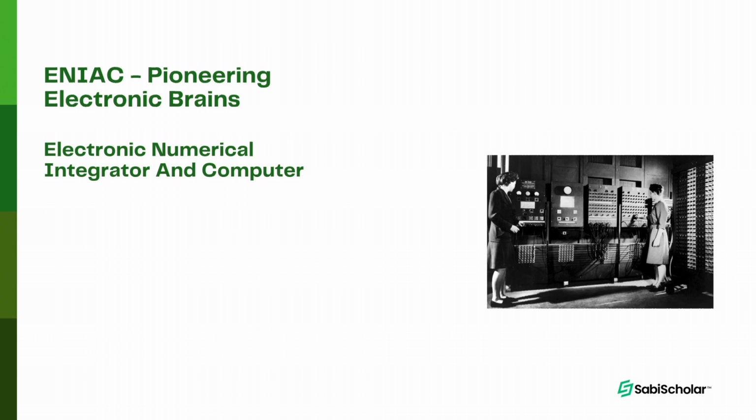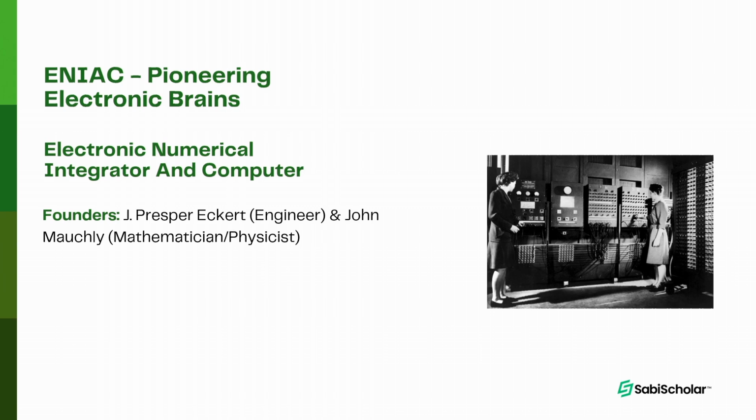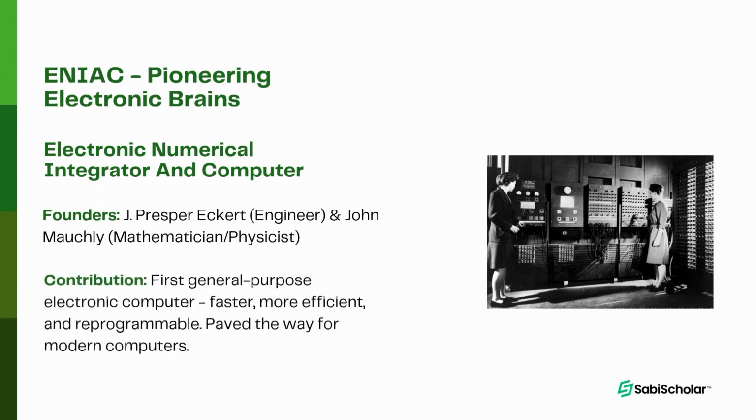The founders of this machine were J. Presper Eckert, an engineer. He also had help from a man called John Mauchly, who was a mathematician and also a physicist. The contribution of the ENIAC was that it was the first general purpose electronic computer. Remember, if you look closely back at the previous generations of computers, that's the 19th century, they were only able to do one thing at a time.